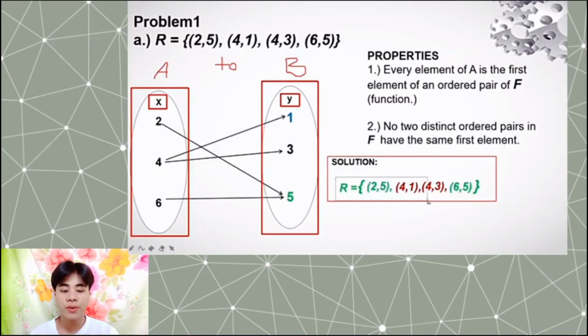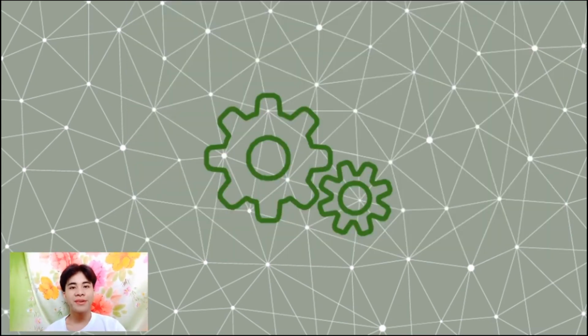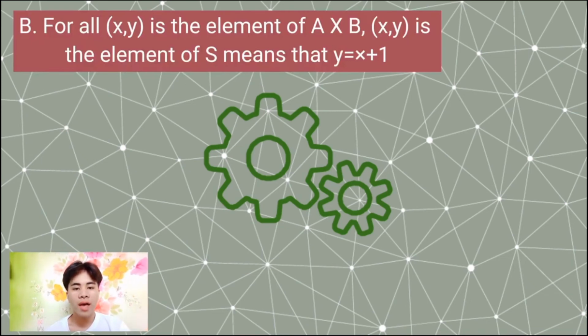So, you can see this graphically if you look at the arrow diagram for R, there are two arrows coming out of 4. One points to 1 and the other points to 3. So letter B, or the solution for problem letter B, is that for all (x, y) in A times B, (x, y) is an element of S means that y is equal to x plus 1. So, hahanapin natin ulit kung function ba siya or hindi.